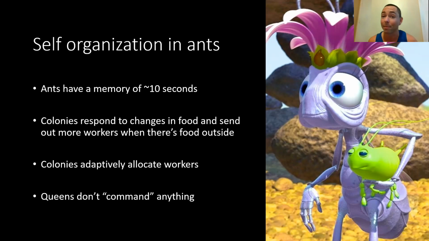And I'll let you know, it probably has something to do with feedbacks, and it probably has something to do with self-organization. So colonies on the whole adaptively allocate workers, but they don't have a queen or slave drivers or admins or executives to tell them what to do.